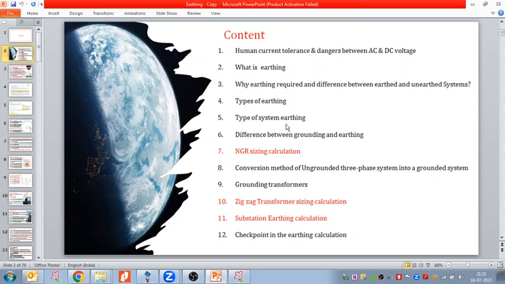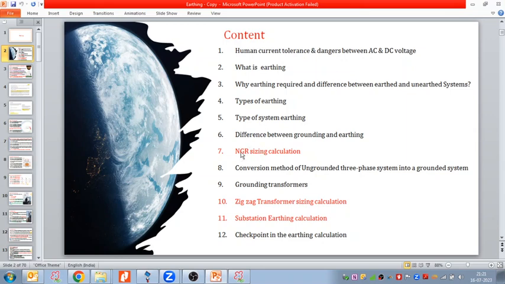types of earthing for the system and for the equipment, and then types of system earthing, and the difference between grounding and earthing. Most of the time we use two names for earthing, few times we say grounding, few times we say earthing. So is there any difference between both names or are both identical? Regarding that we will discuss, and then we will discuss the NGR. NGR stands for neutral grounding resistance. So why NGR is required, the NGR selection and then NGR rating calculations, right?